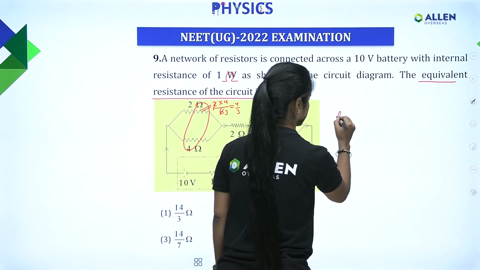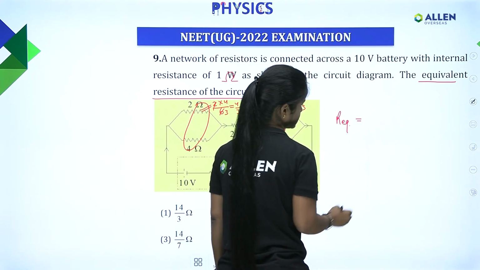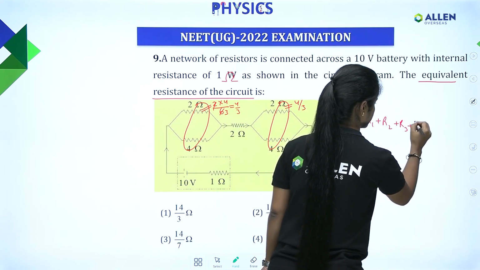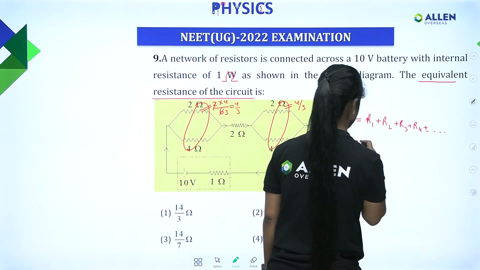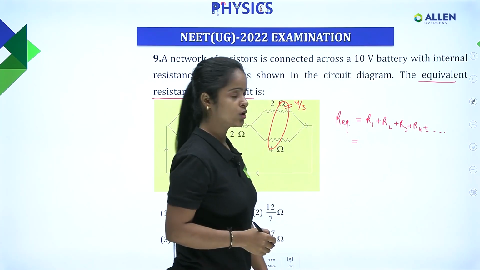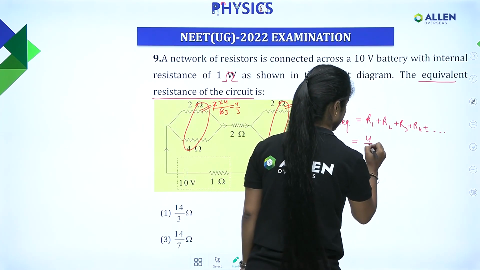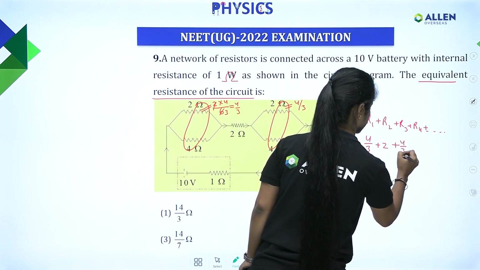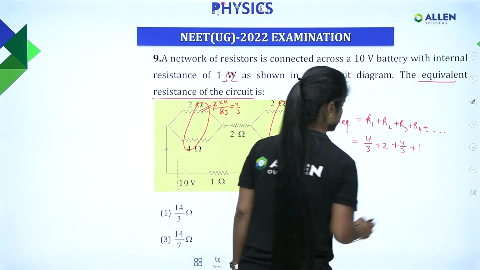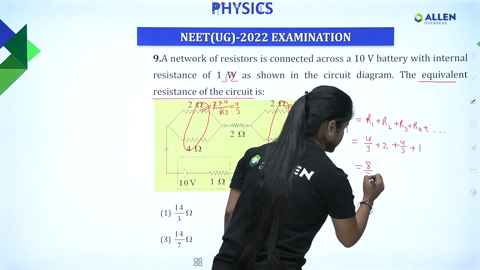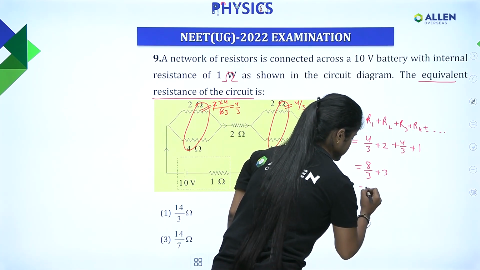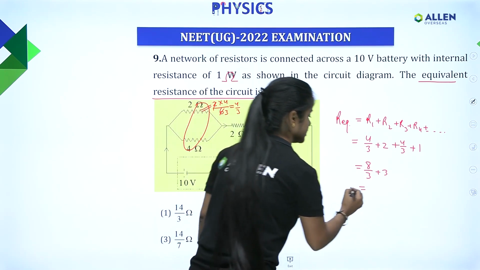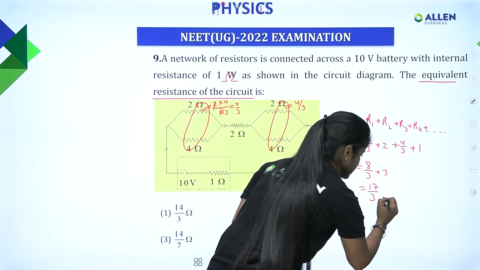I am going to write the formula, that is R equivalent in case of series equal R1 plus R2 plus R3. As it is known to everyone, this formula plus R4 and so on. So by using this formula, you can also write here 4 by 3 plus 2, 4 by 3 plus 2 plus 4 by 3 plus 1. So in the next step, it will be 8 by 3 plus 3. After solving this part, 3 3s are 9 and 9 and 8 is 17. Then it will be 17 by 3 ohm.